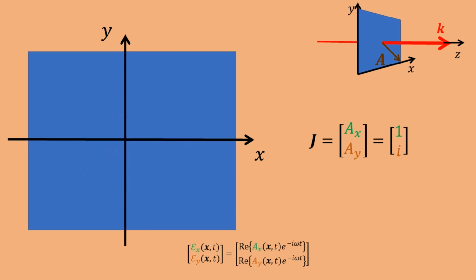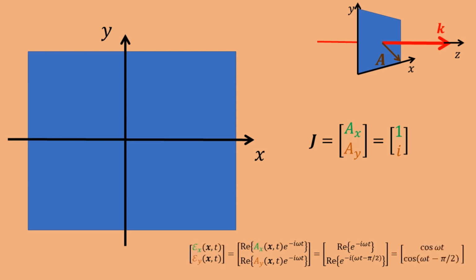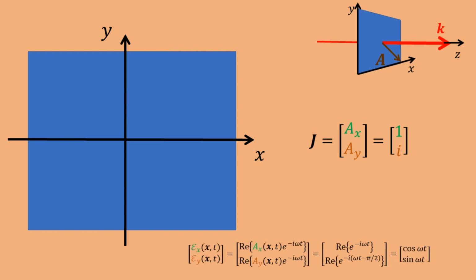Now for something more interesting. What if we make one of the components of the Jones vector complex valued, for example 1, i? In this case, the field in the x direction is given by the real part of e to the power minus i omega t, and the field in the y direction is given by the real part of i times e to the power minus i omega t. If we rewrite i as e to the power i pi over 2 and write the product as one complex exponential, we find that the field is oscillating as a cosine but with a pi over 2 phase delay compared to the x component. We can also write this as a sine instead of a cosine.